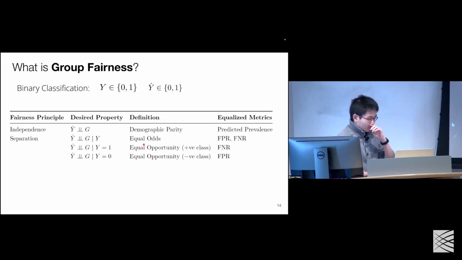And then because this definition is maybe too strict, it requires two things to be equalized at once, we can also define a separate definition called equal opportunity, which allows us to only equalize one and one. You get to choose which one you want to equalize.